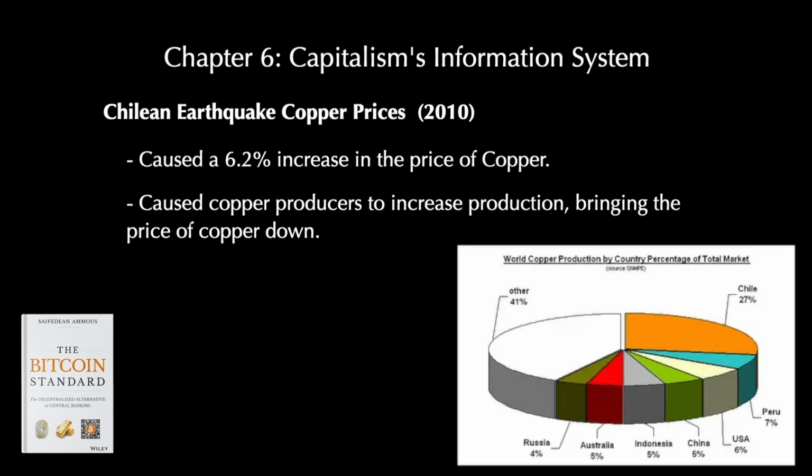In this case, if copper prices were governed by a worldwide committee or a single person, how would they determine which consumers needed to limit their consumption of copper and by how much, when there are no real prices which reveal their preferences? It's not just that it's hard to manage an economy centrally. It's impossible.